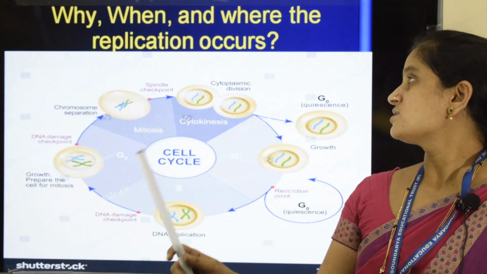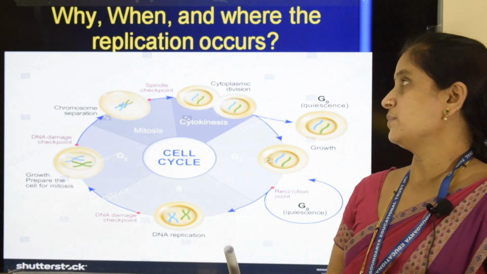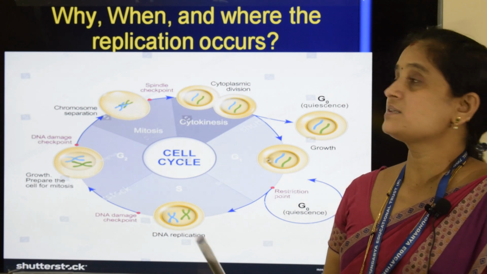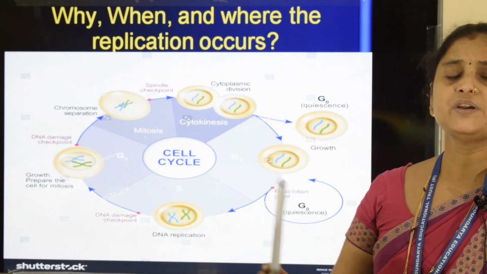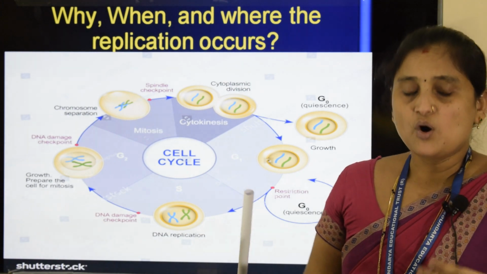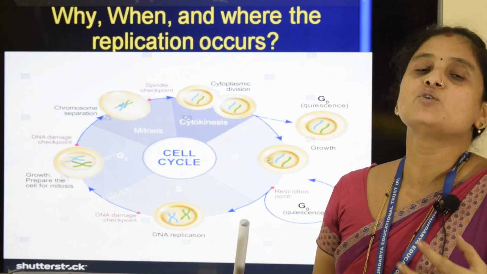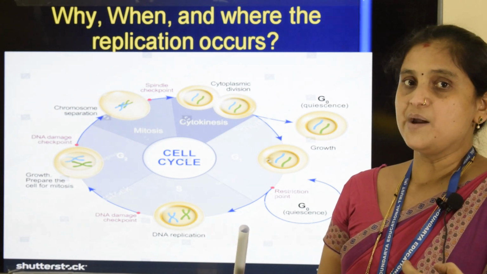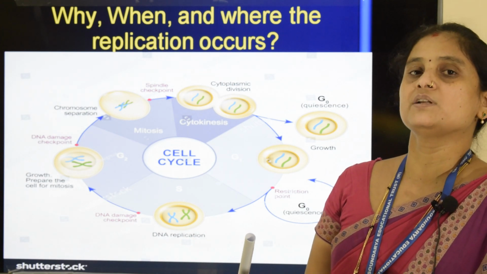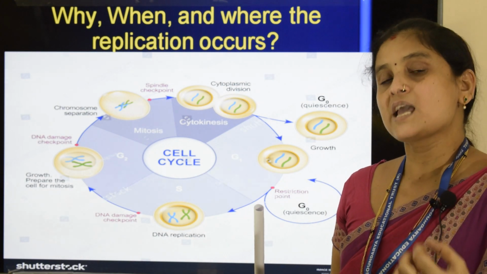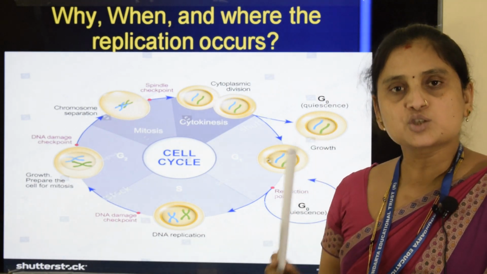Now, students, we should learn why replication has to take place, what happens if the replication doesn't take place, and when and where the replication is going to take place is very important to understand here. So as we all know, our body is made up of trillions of cells, but all the cells have got the same amount of DNA. All the cells, you have to remember, in our body, the amount of DNA is the same. How is it possible to retain all the cells with the same amount of DNA? That is because of replication. So this replication has to take place.